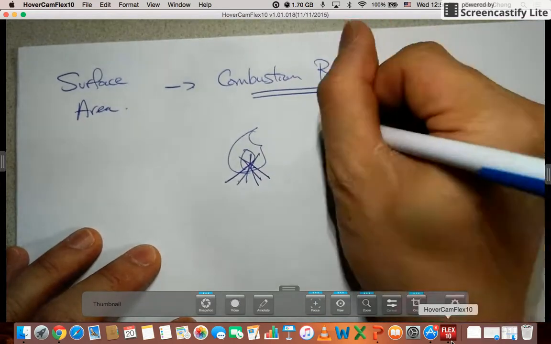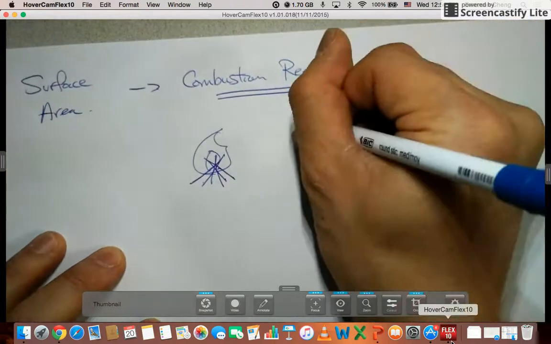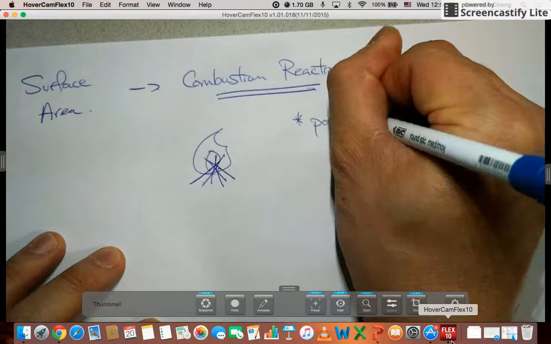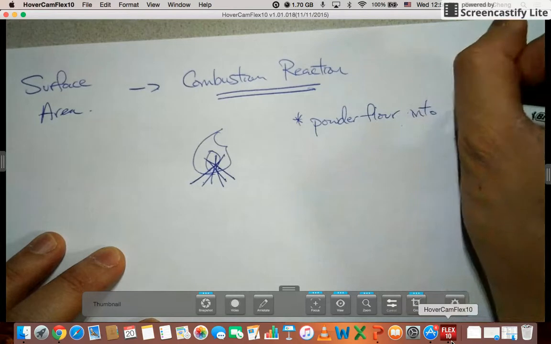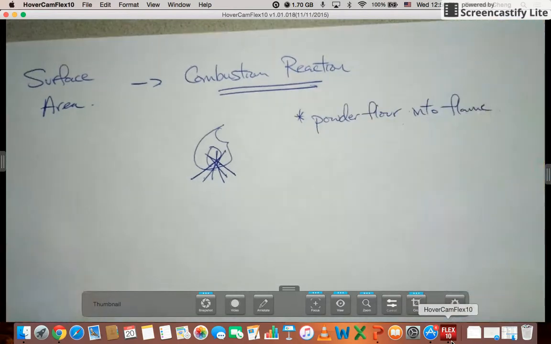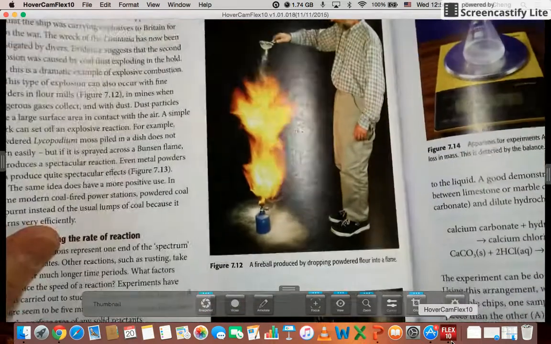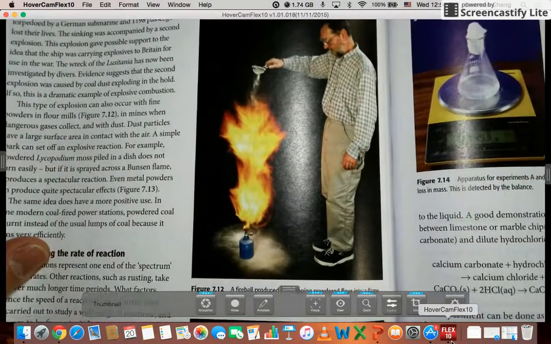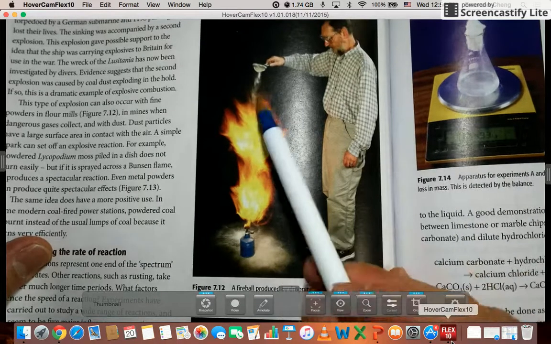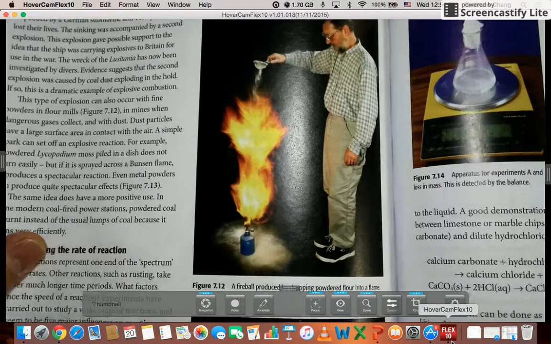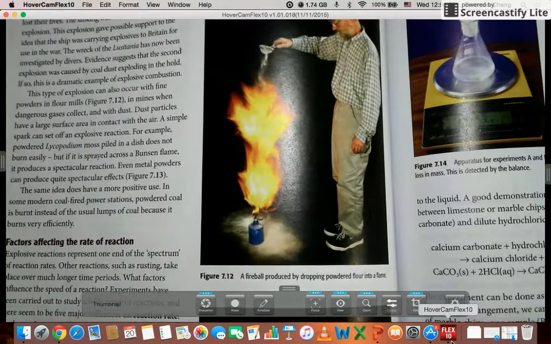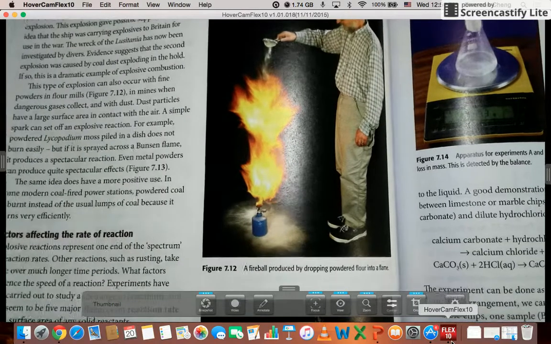In the textbook, they talk about powdered flour. They pour powdered flour into a flame. Now, it's hard for you to do an experiment with that, but since it's in the textbook, I will mention it and show that picture. So here in this picture, you can see the guy pouring powdered flour onto a fire, and you can see this fireball going pretty fast. That's because there's high surface area of the flour, so the flour can burn really quickly.